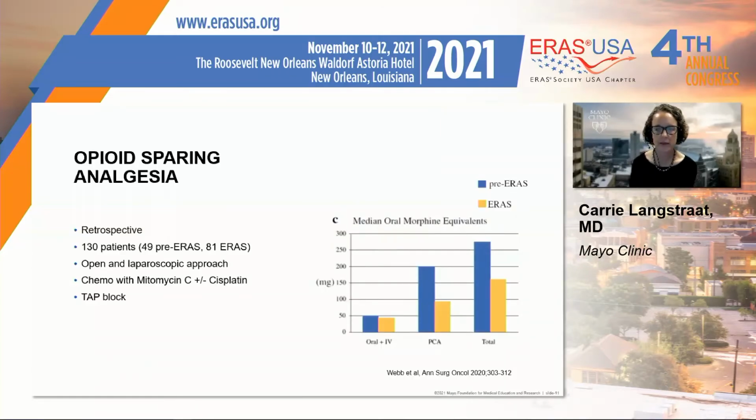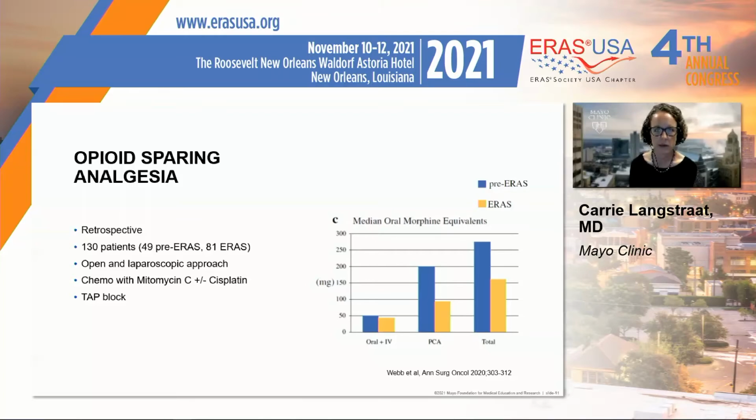This is a retrospective study done by Webb and his group of 130 patients. 49 patients were included that were pre-ERAS and 81 post-ERAS. And in their group, they used multimodal analgesia to help with pain control. Their group of patients underwent open and laparoscopic approach to cytoreductive surgery and HIPEC, and chemo was administered using mitomycin C with or without cisplatin.